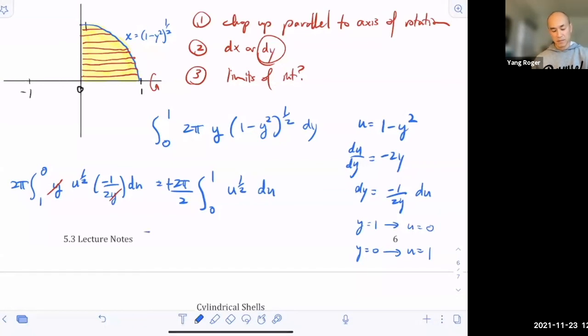This becomes pi. The antiderivative of u to the 1/2 is u to the 3/2 times 2/3. You got to go from 0 to 1. My two favorite limits of integration. This becomes 2 pi over 3 times 1 minus 0, which is just 2 pi over 3. Units cubed.